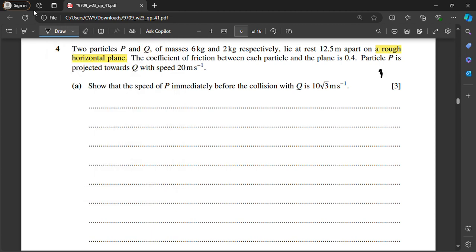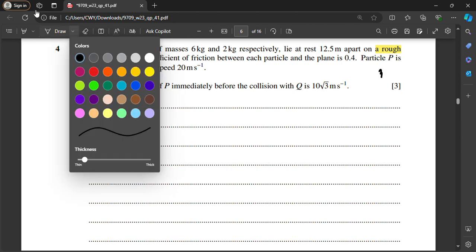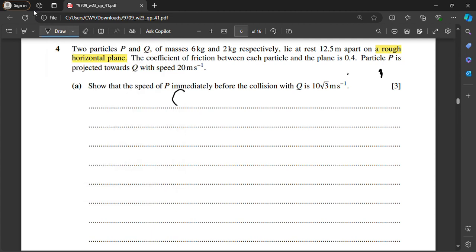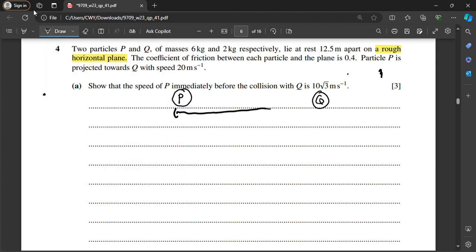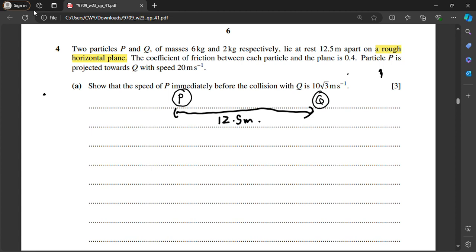Anyways, let me just show you guys the picture, because it's going to be very hard to imagine without pictures. This is P, then this is Q. They are currently at rest, and this gap is 12.5 meters. It says that P is projected towards Q with a speed of 20 meters per second. This is 6 kg, and this is 2 kg.